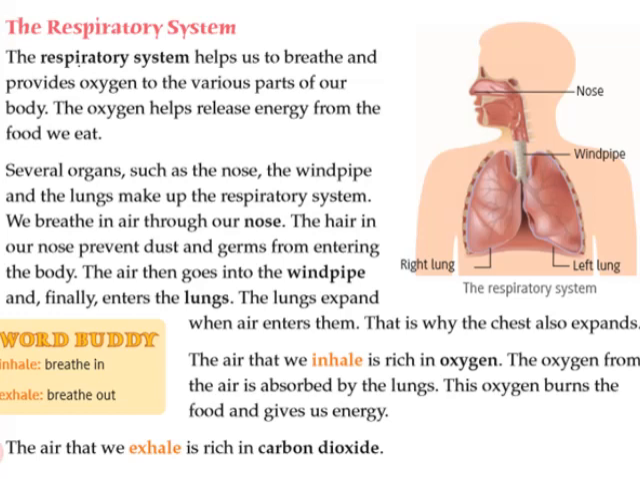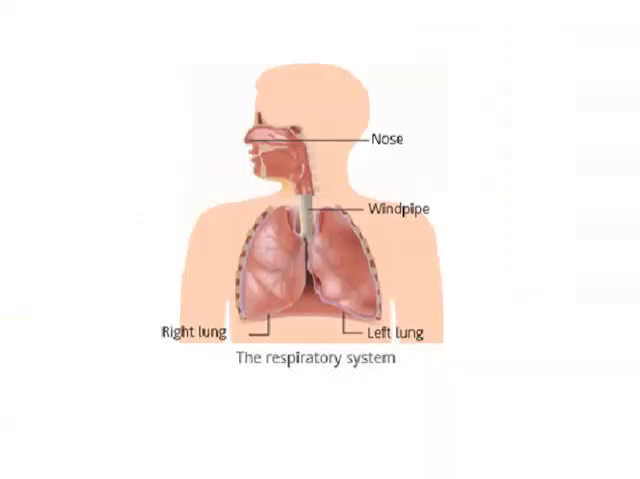On the right corner, you can see there is one picture. Are you able to see the picture? The diagram, the structure of the respiratory system? Good. There you can see the labeling: nose, windpipe, lungs, right lung and left lung. There are many organs involved in this. The main organs they have mentioned in the diagram are nose and windpipe.